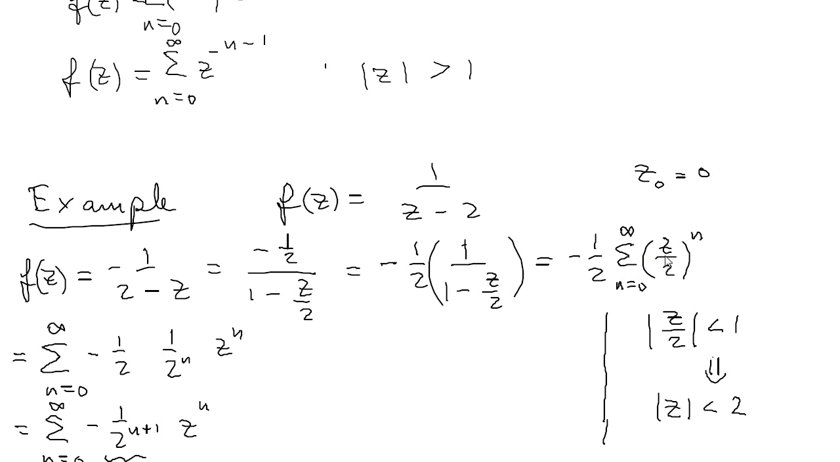When is this valid? Well, we know that this u should have absolute value less than 1. So the absolute value of z over 2 should be less than 1. Multiplying with 2 on both sides of this inequality, I obtain that the absolute value of z should be less than 2. So this series expansion is valid in the circle with center at 0 and radius equal to 2.